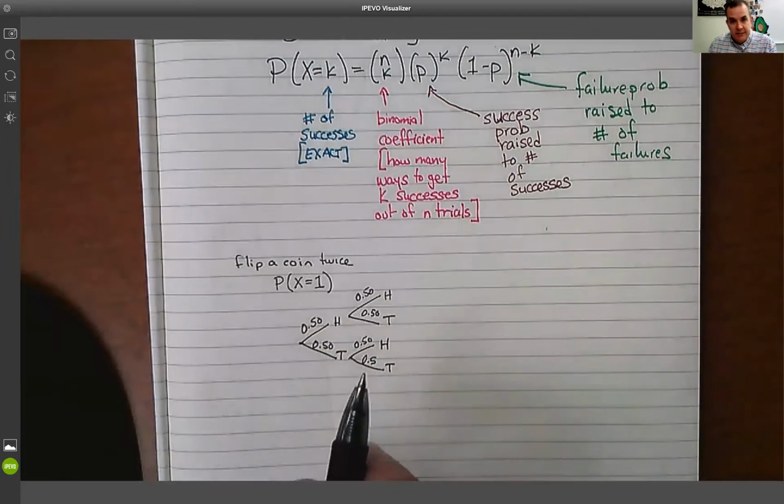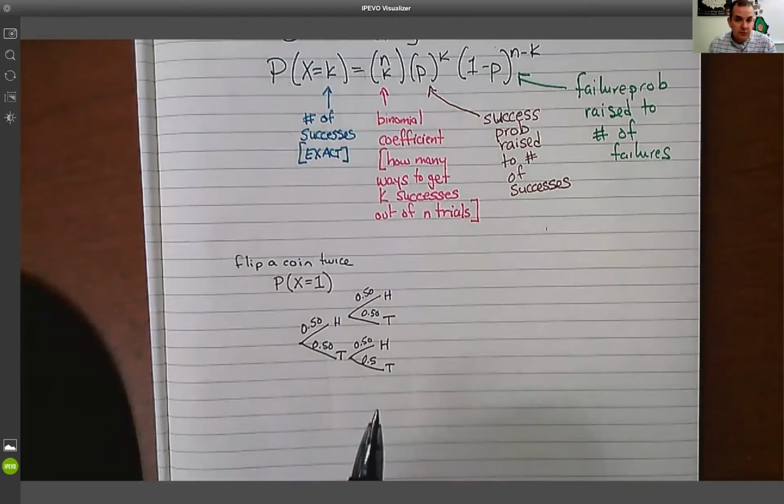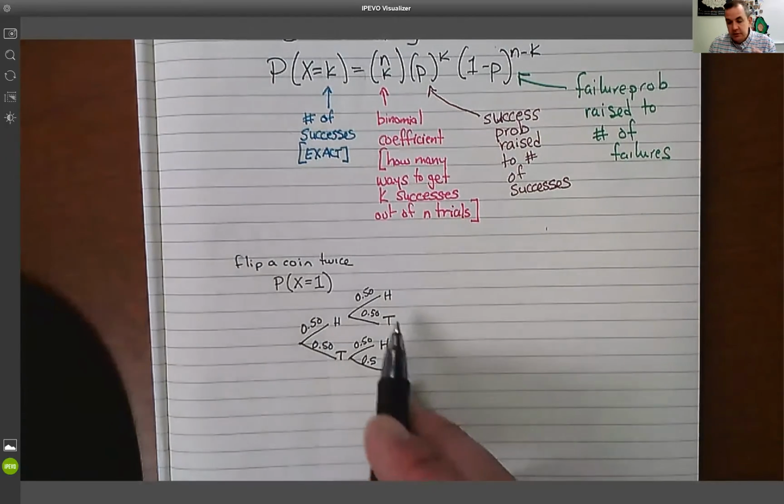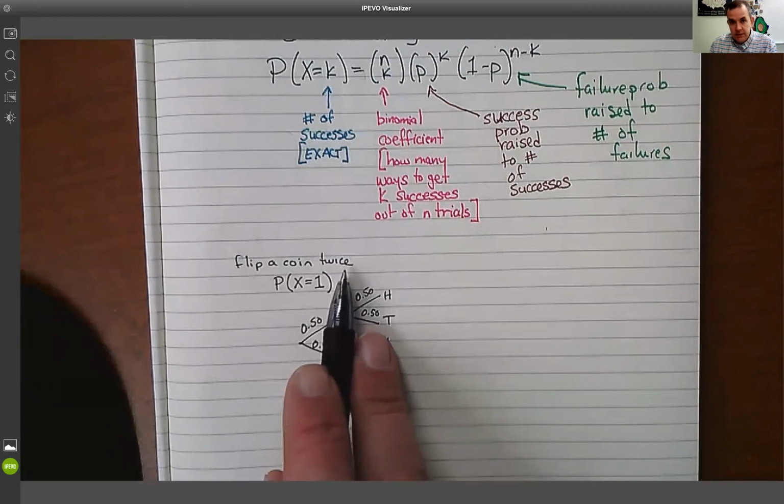It's binary because you have heads or tails. It's independent because one flip doesn't impact another. There's a fixed number of trials. We're doing it twice.